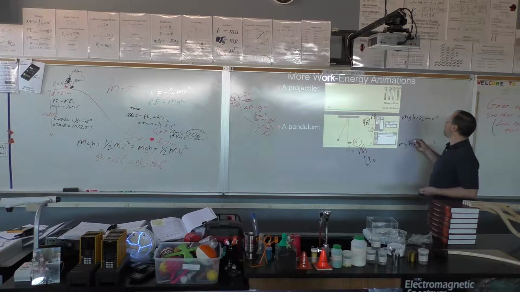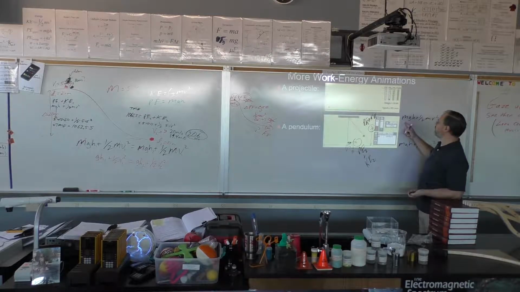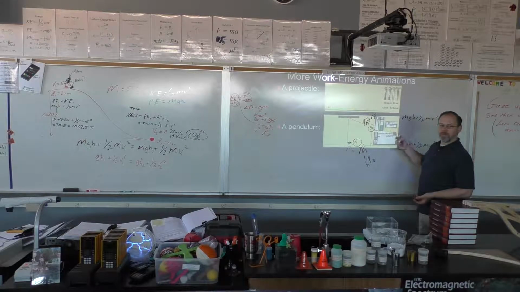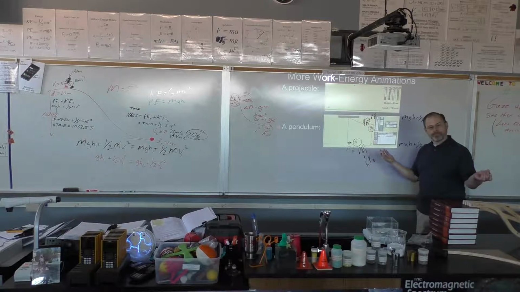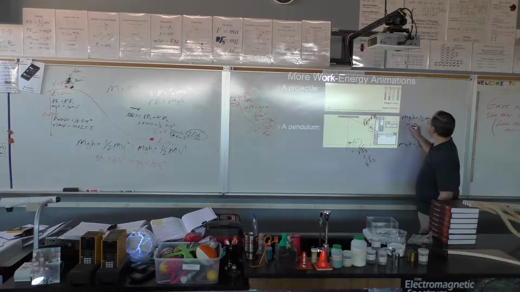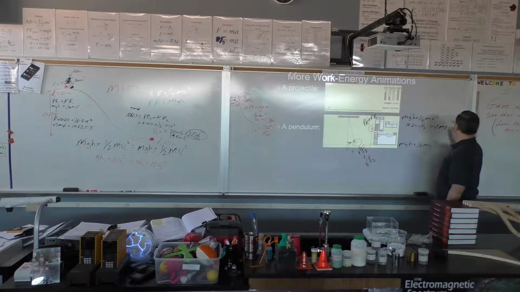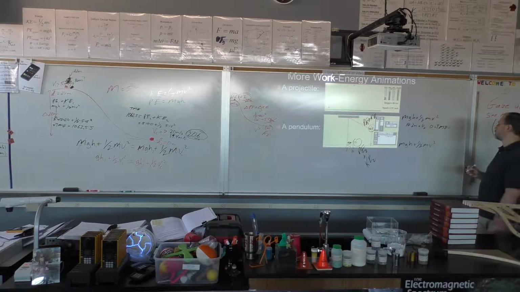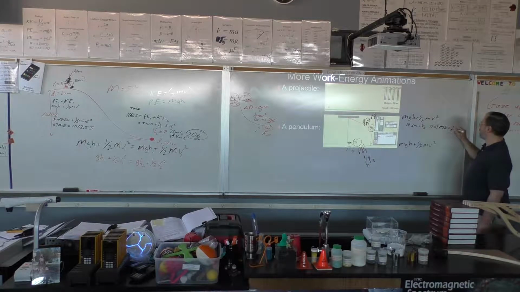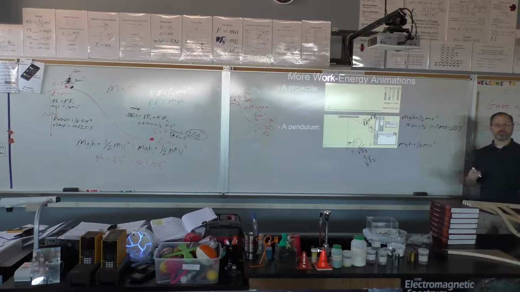So mgh, m here. Does it matter what the m is? Nope. We just get rid of it, or make it 1. Okay, so g is going to be 10. Height is going to be 2 meters, plus 1/2 mv squared, and v is 0. It comes to a stop, right? So what is the total mechanical energy at the top? How much? 20. Are you sure? It seems like a lot. 20 joules? Yes, 20 joules.